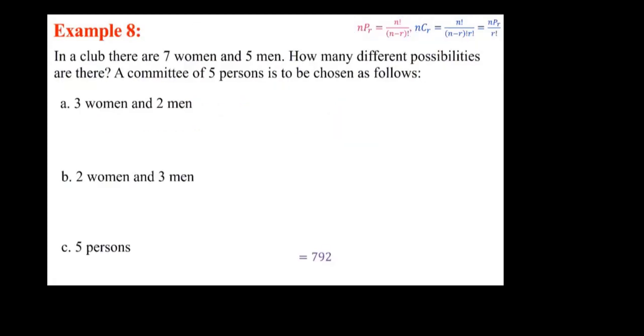In a club, there are 7 women and 5 men. How many different possibilities are there? A committee of 5 persons is to be chosen as follows. A, 3 women and 2 men. B, 2 women and 3 men. And then C, 5 persons.